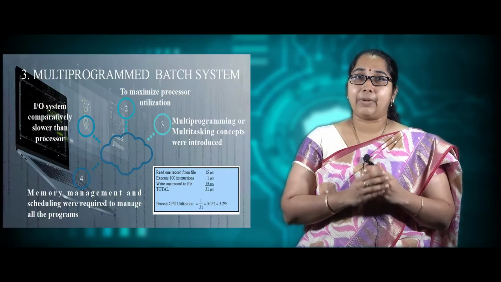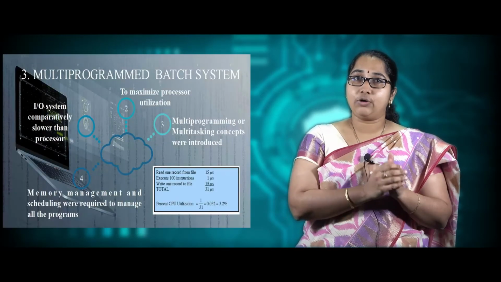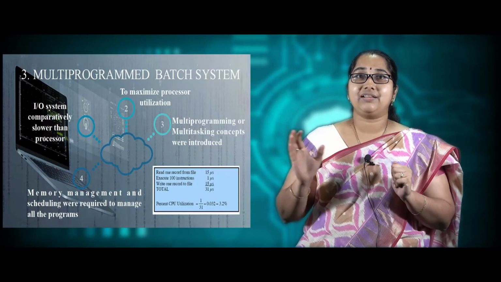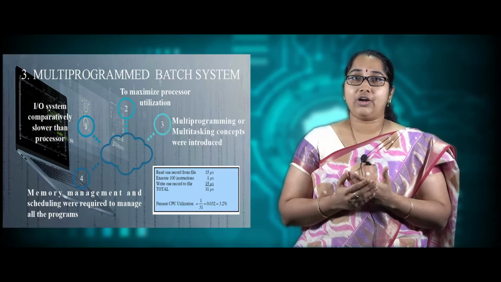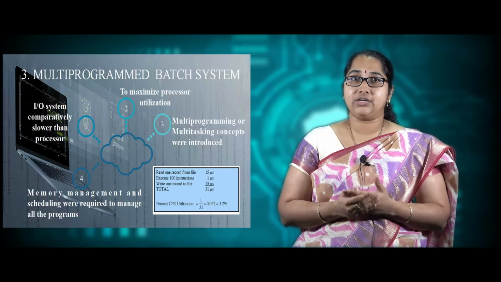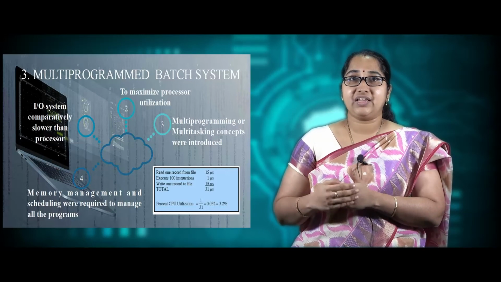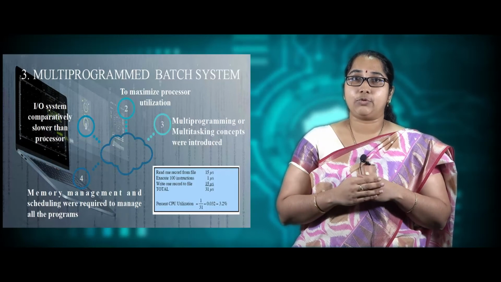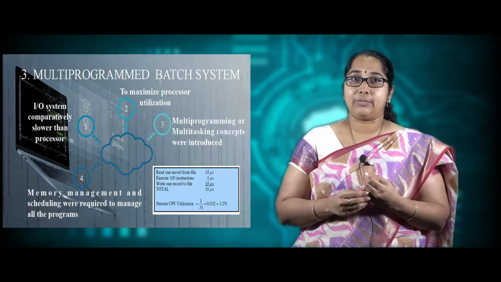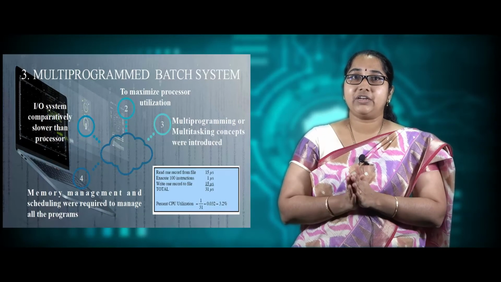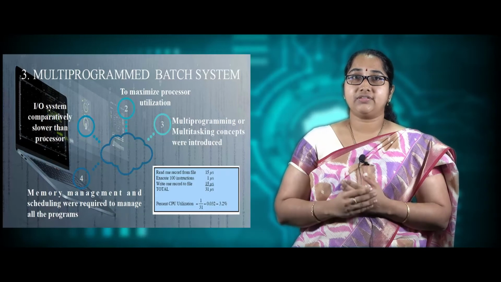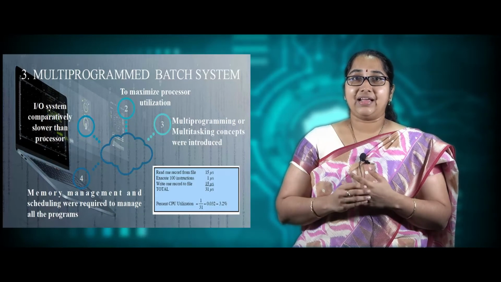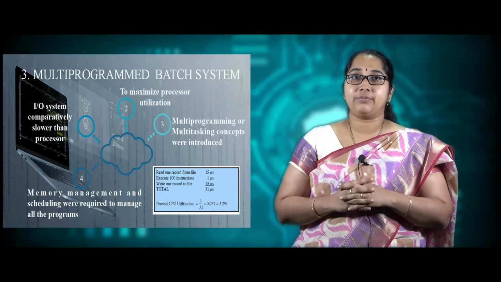The next is multiprogram batch system. IO devices are very slow as compared to the processor. So in order to increase the processor utilization, multiprogram batch system is being used. In case of multiprogram batch system, multiprogramming and multitasking are being used by the operating system. For this, memory management techniques as well as scheduling techniques are being used.